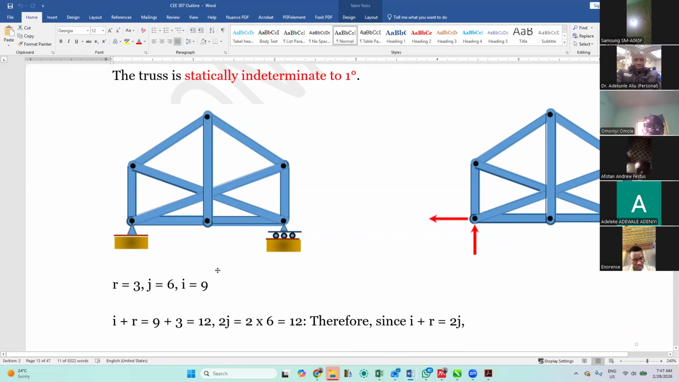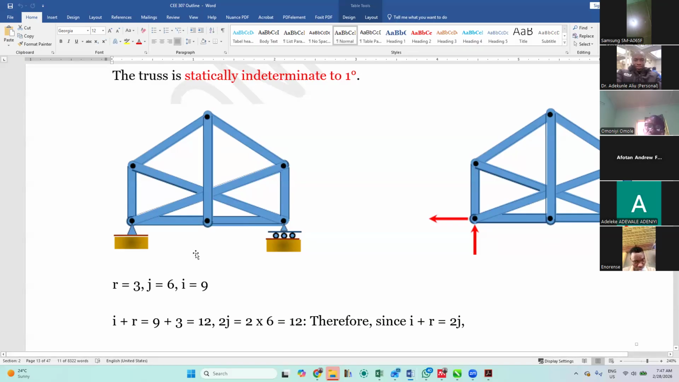All these members cross like this one, cross like this one, cross like this. That's 3 here. From here to here is 4, from here to here is 5, from here to here is 6, from here to here is 7, from here to here is 8, from here to here is 9. That's why we have 9 members.